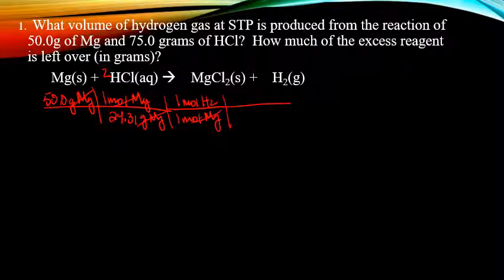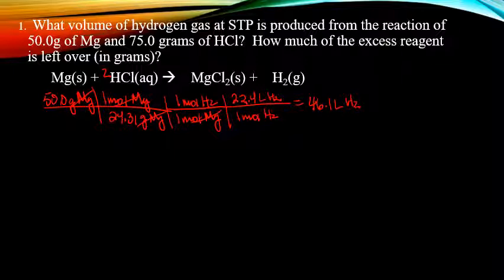And now I need to get the moles of H2 to cancel. So I'm trying to solve for volume. So I can say 1 mole of H2 gas, 22.4 liters of H2 gas. And we can now solve. And when we plug those values in, we end up with 46.1 liters of H2 gas.